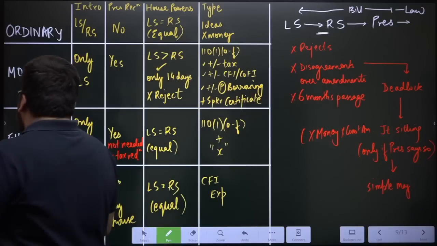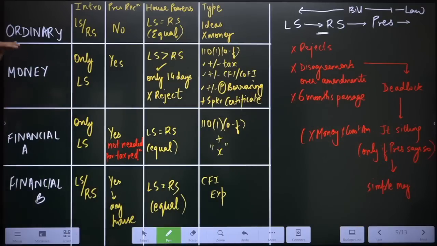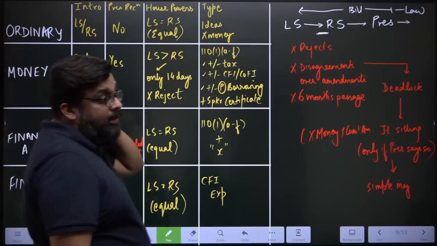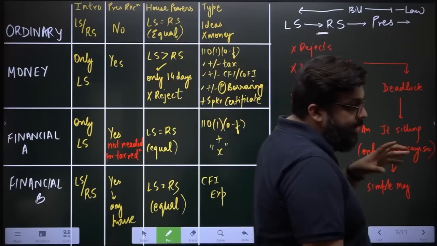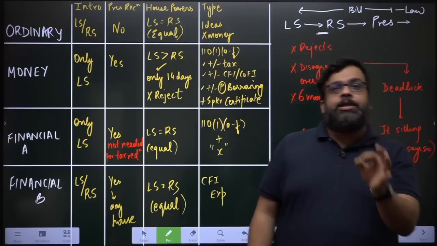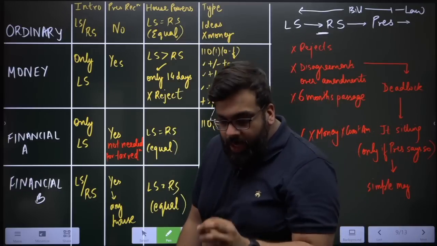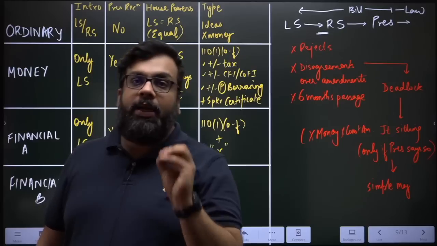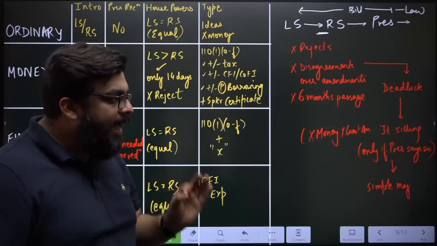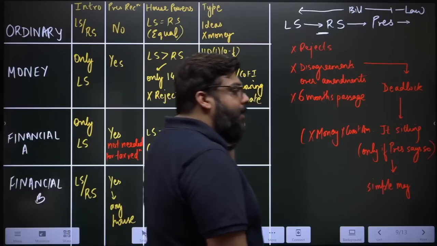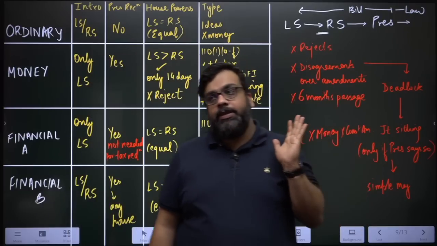When we look at a comparison, we will be looking at the following basis. What you must always understand under all circumstances is, for a bill to become a law, it has to be passed by both the houses of the parliament.